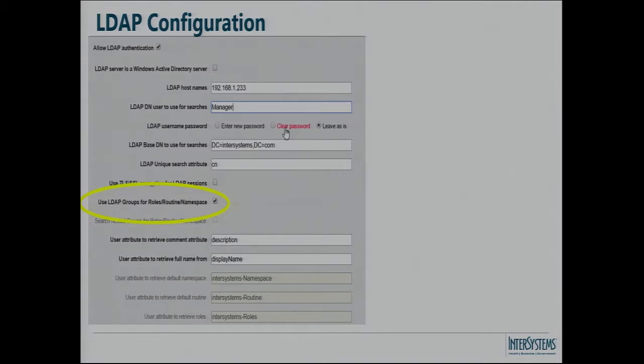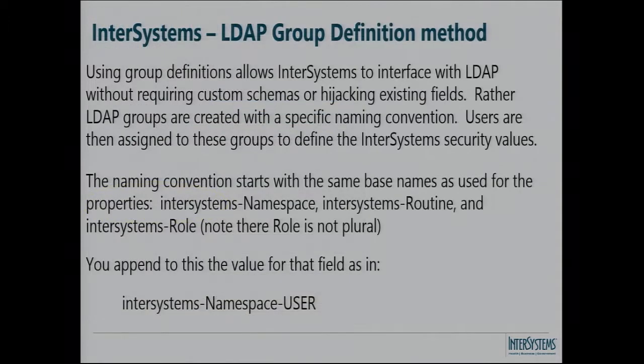But there's another way you can do this, and it's actually the default way, and that is to define groups within LDAP that indicate the values that we want. And you turn that on here where it says LDAP Groups for roles, routines, and namespace. And by default, that is checked off. And the way you do this is we tell you to use group names that have a particular structure.